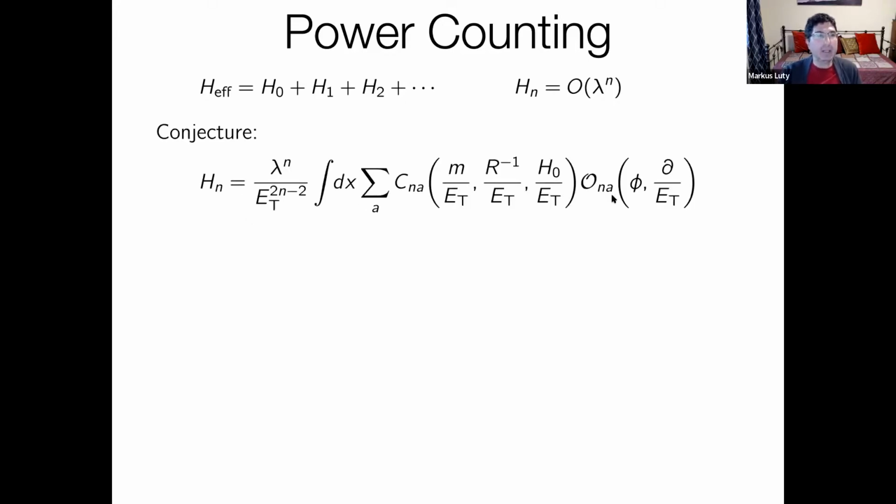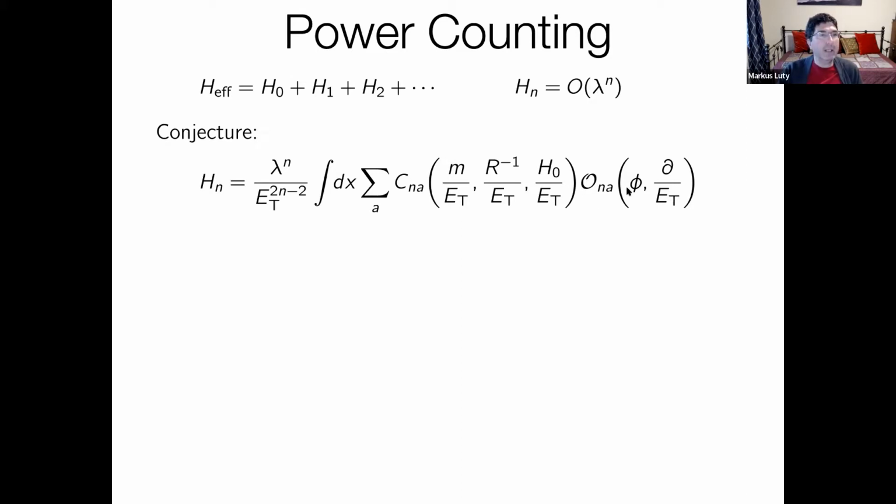So here's the idea. I'm going to unpack this slowly, okay? Of course, H_n is proportional to lambda to the n. And I've put in a power of the cutoff so that this has the correct units, okay? All right. And then it is an integral over dx, okay? Now, for a moment, let's forget about this argument. This is just a coefficient, okay, times some operators, okay? And the operators are functions of the field phi, which is dimensionless in this case, and derivatives. What else would it be, right? So this is all perfectly conventional, okay?